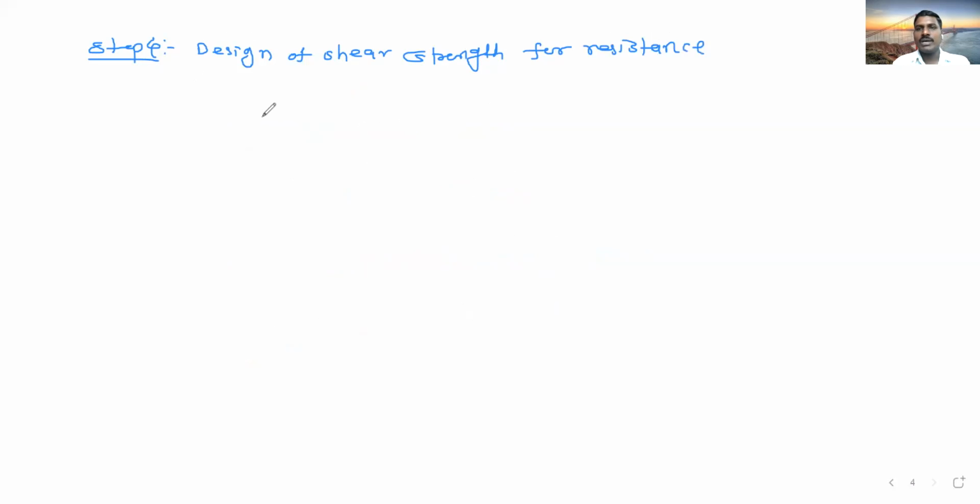Okay. So next, step number 4, is design of shear strength. Design of shear strength for resistance. It means whatever shear force we have calculated, for this shear force, how much resistance force is required. So that is VDR. VD is the design shear force and R is the design shear force for resistance. So Fy into AW divided by under root of 3 gamma m naught.